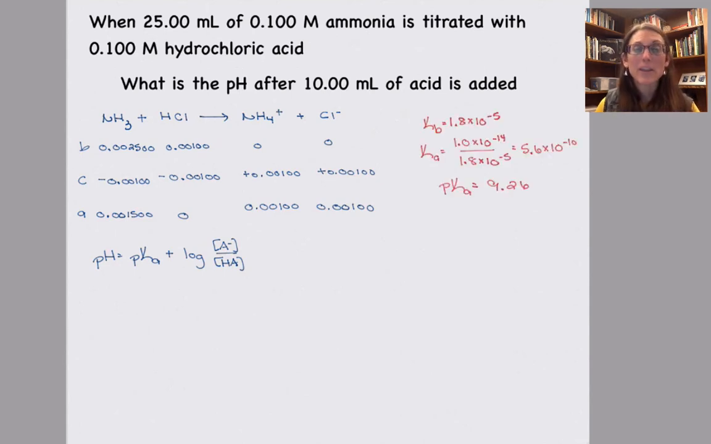Once I found that pKa, then I can plug it in and use the Henderson-Hasselbalch equation, keeping track that my base form goes on top and my acid form goes on the bottom. And you'll notice that the pH is 9.44, which is a little more basic than the pKa, which makes sense because I've got a little more of the base form of the buffer than I have of the acid form.